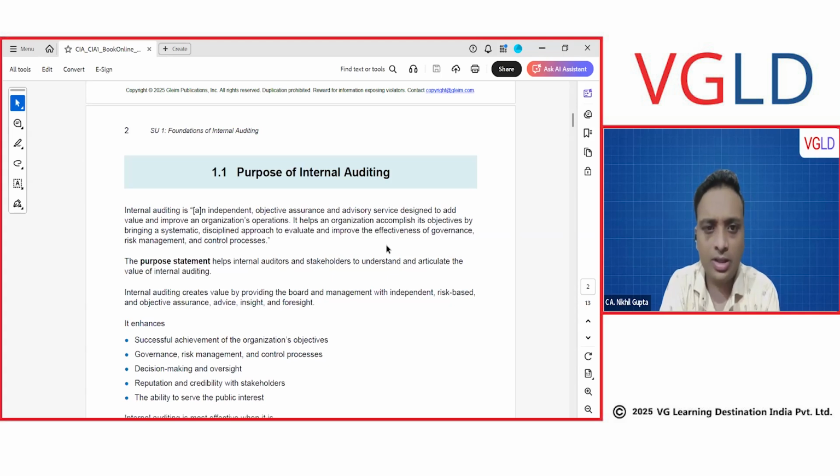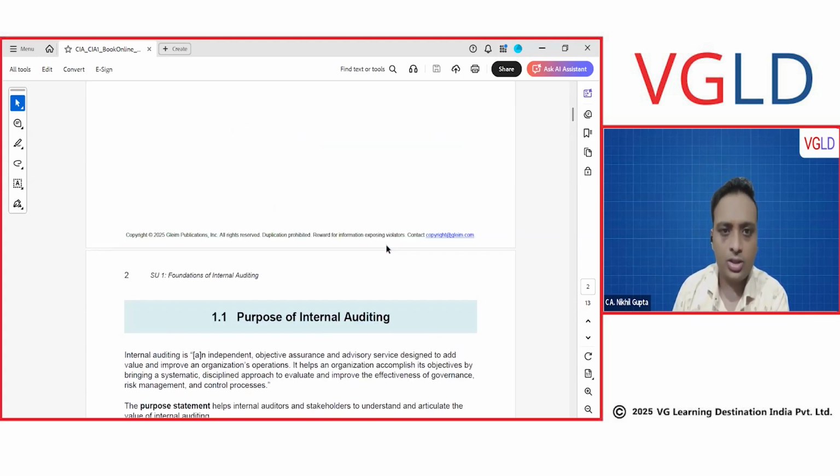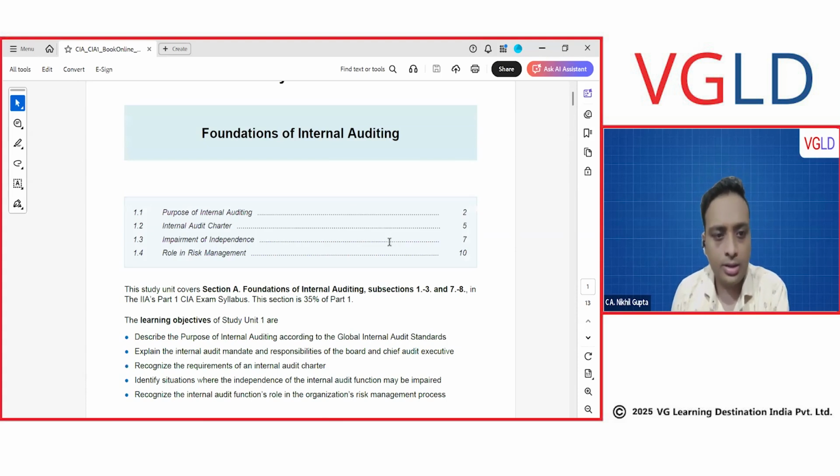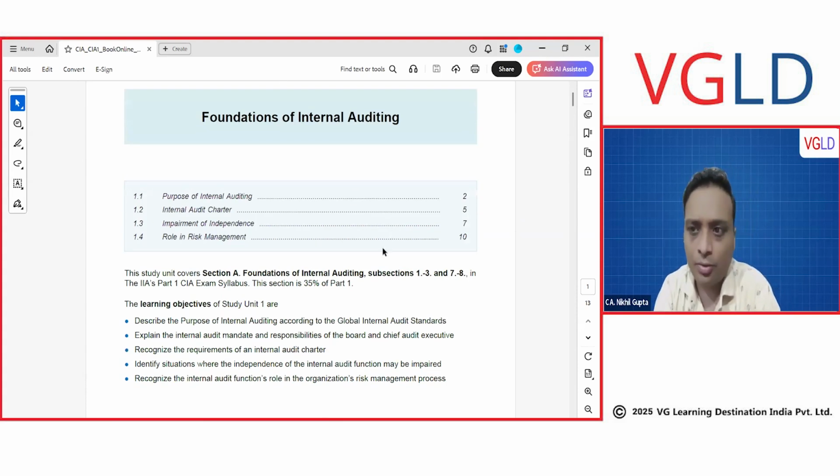Now here, purpose of internal auditing. Before that, just look into the POC part here. There are four parts in this particular chapter: purpose of internal auditing, internal audit charter, which is a very important topic and a very important document from an engagement's perspective, impairment of independence, and roles in risk management. In the orientation session, we already learned about independence and risk management. Now, from the very foundation, at a very gradual level, we're starting our course.